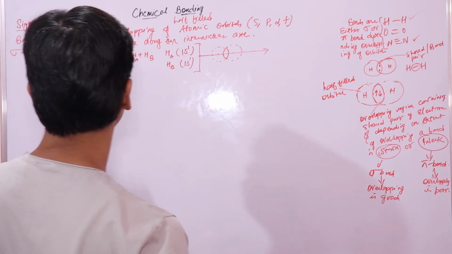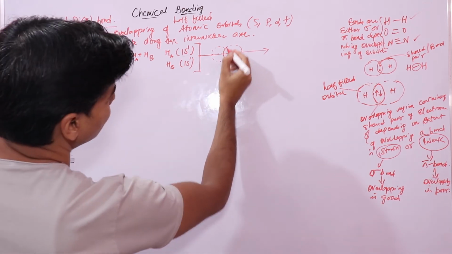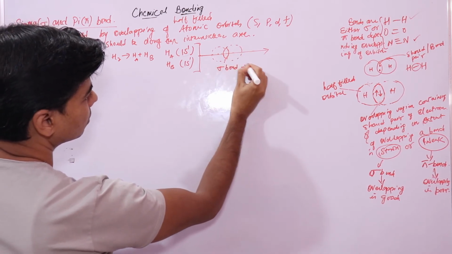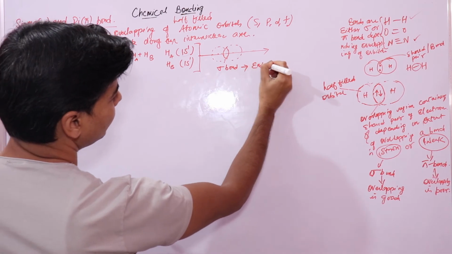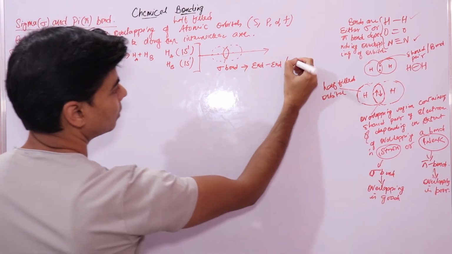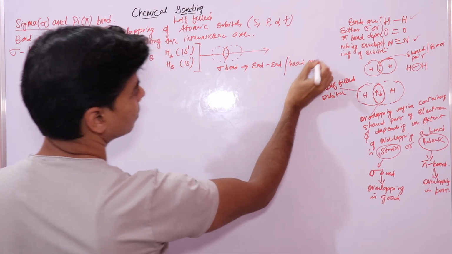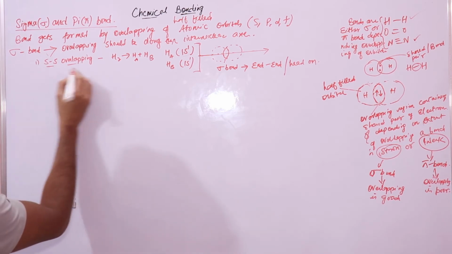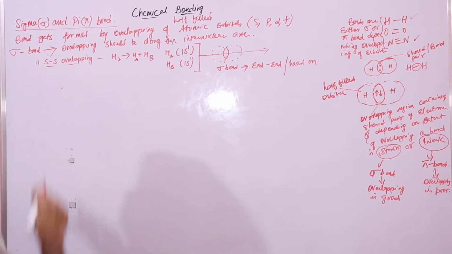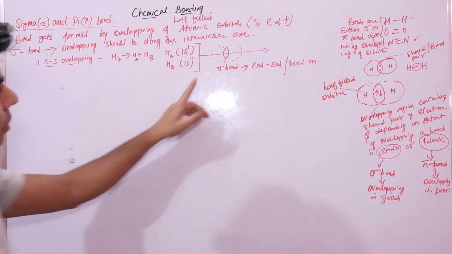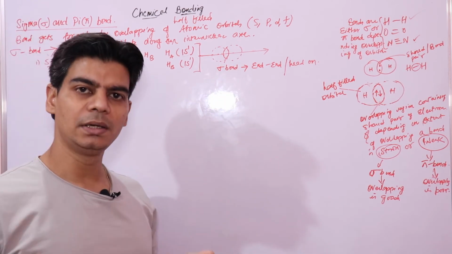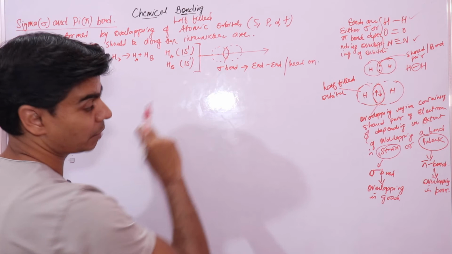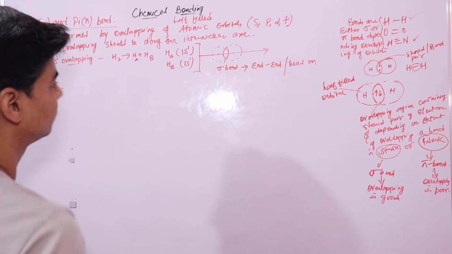We also call this overlapping a sigma bond. This is end to end or head on overlapping, right? Let's take another example, hydrogen fluoride. Now this is your ss overlapping, where s orbitals overlap along the internuclear axis. Internuclear axis means the axis that is passing through both the nuclei, right?